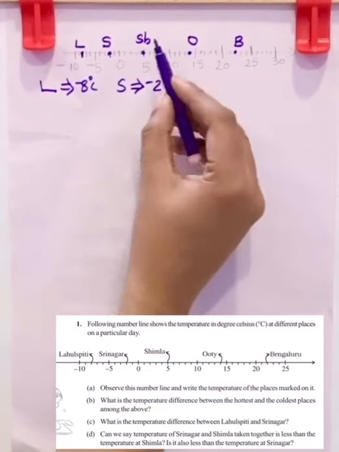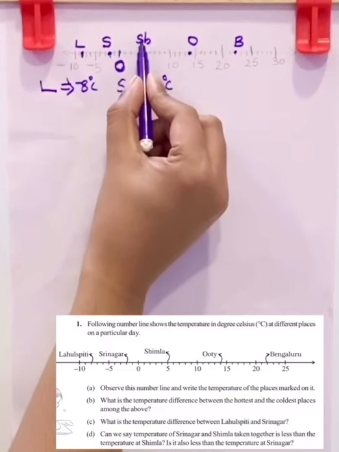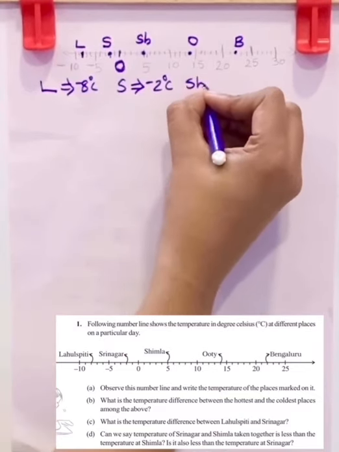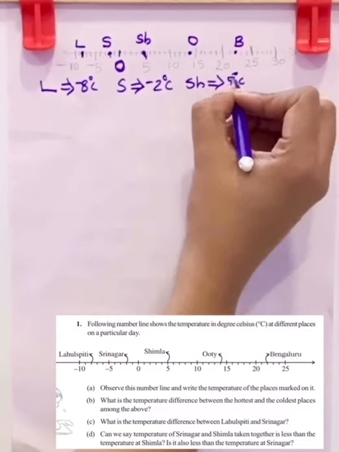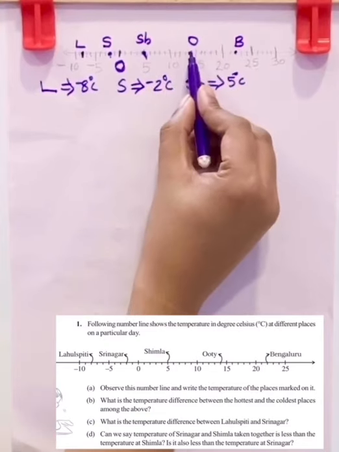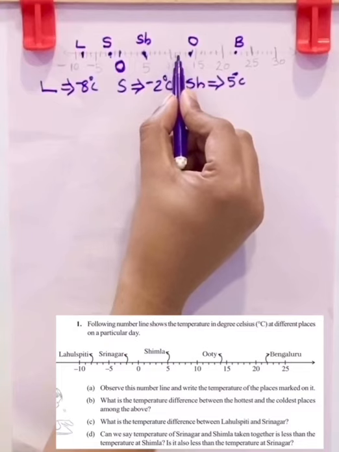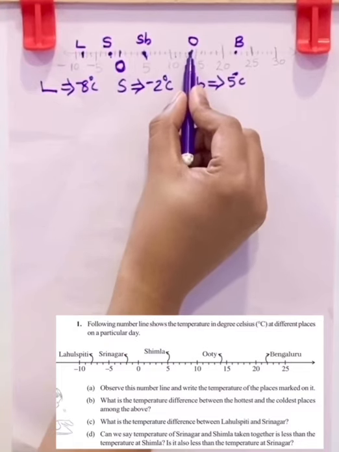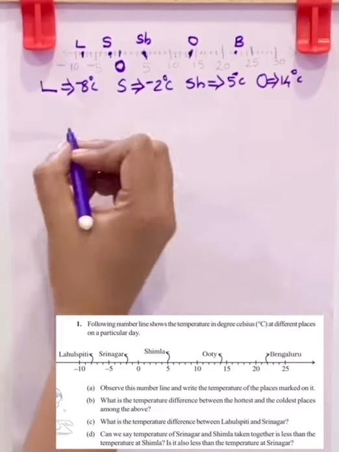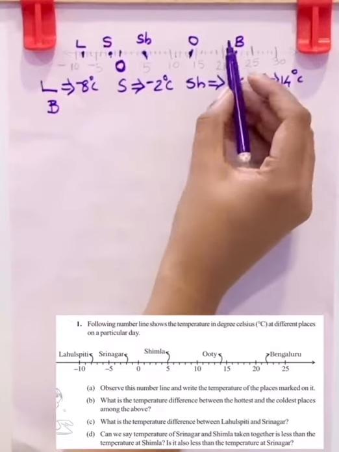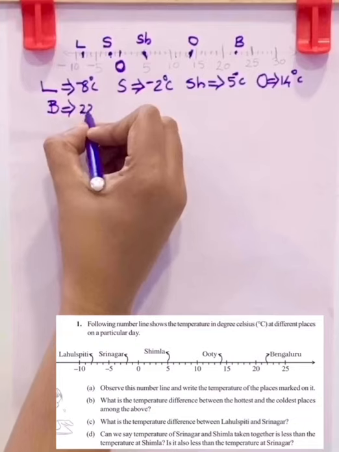Next Shimla. Shimla is on the right hand side of 0, right side. So Shimla temperature is, this is on 5, so 5 degrees Celsius. Now this is Ooty's temperature, this is 10, so this will be 11, 12, 13 and 14. This is 14 here, so Ooty 14 degrees Celsius. And for Bangalore, after 20, this will be 21 and 22. So Bangalore temperature is 22 degrees Celsius.